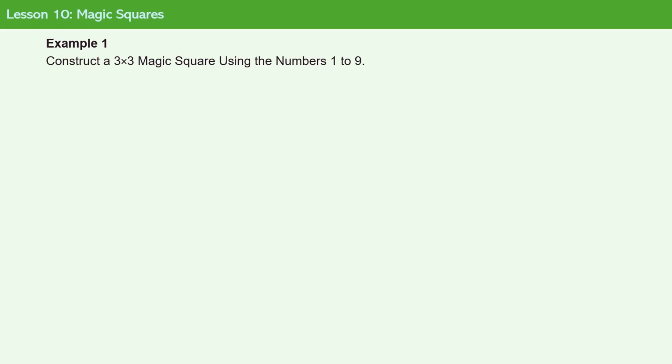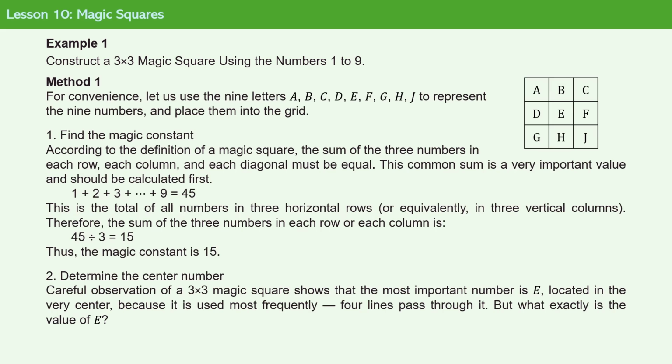Example 1. Construct a 3x3 magic square using the numbers 1 to 9. Method 1. For convenience, let us use the 9 letters A, B, C, D, E, F, G, H, J to represent the 9 numbers, and place them into the grid. First, find the magic constant.